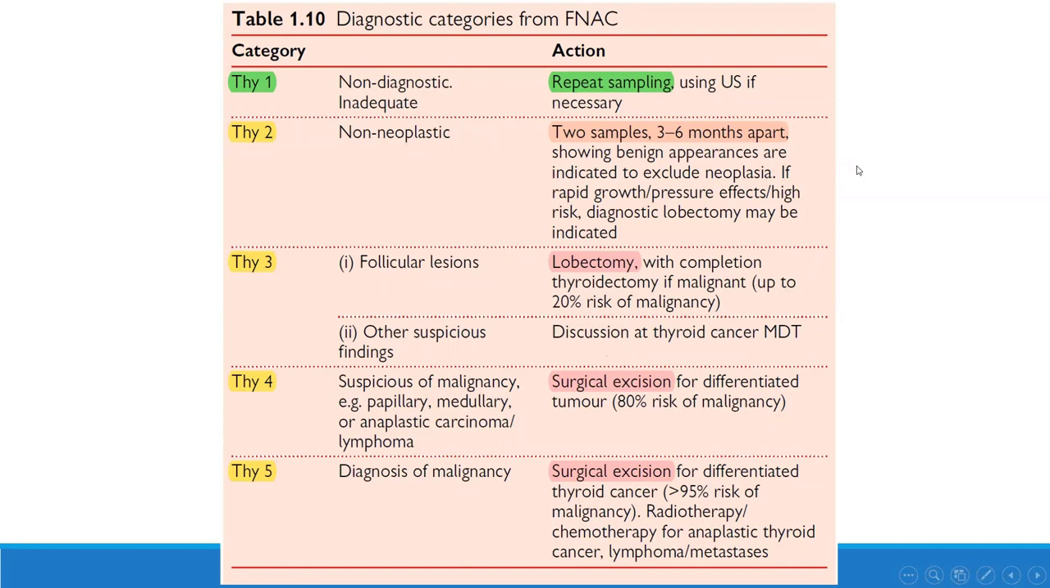Psi 4, this is suspicious of malignancy, and in this situation, surgical excision, because the risk of malignancy is 80%. Psi 5, diagnosis of malignancy, in this situation, surgical excision for differentiated thyroid cancer, and radiotherapy and chemotherapy for anaplastic thyroid cancer, and lymphoma or metastasis. Yes, lobectomy is the same as hemithyroidectomy.